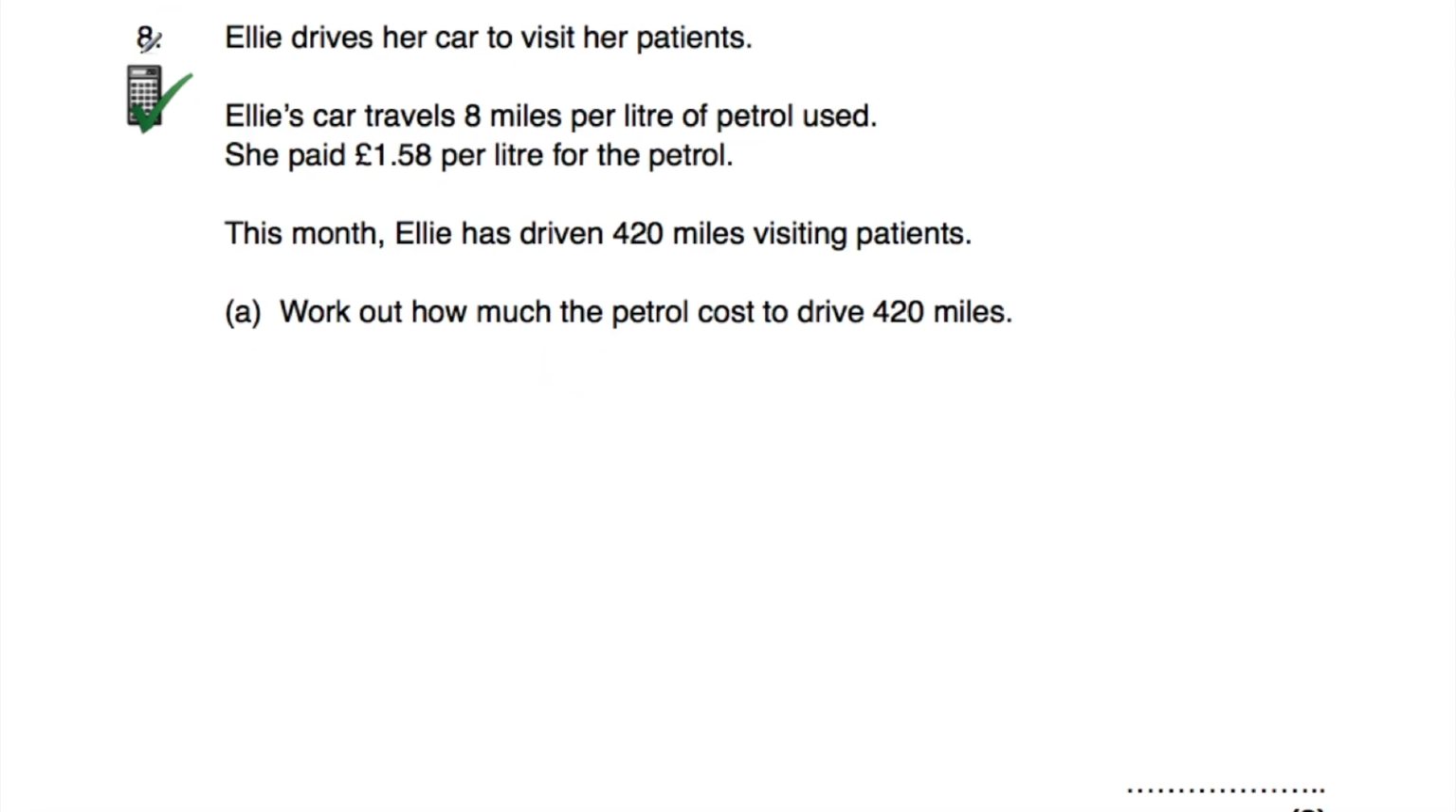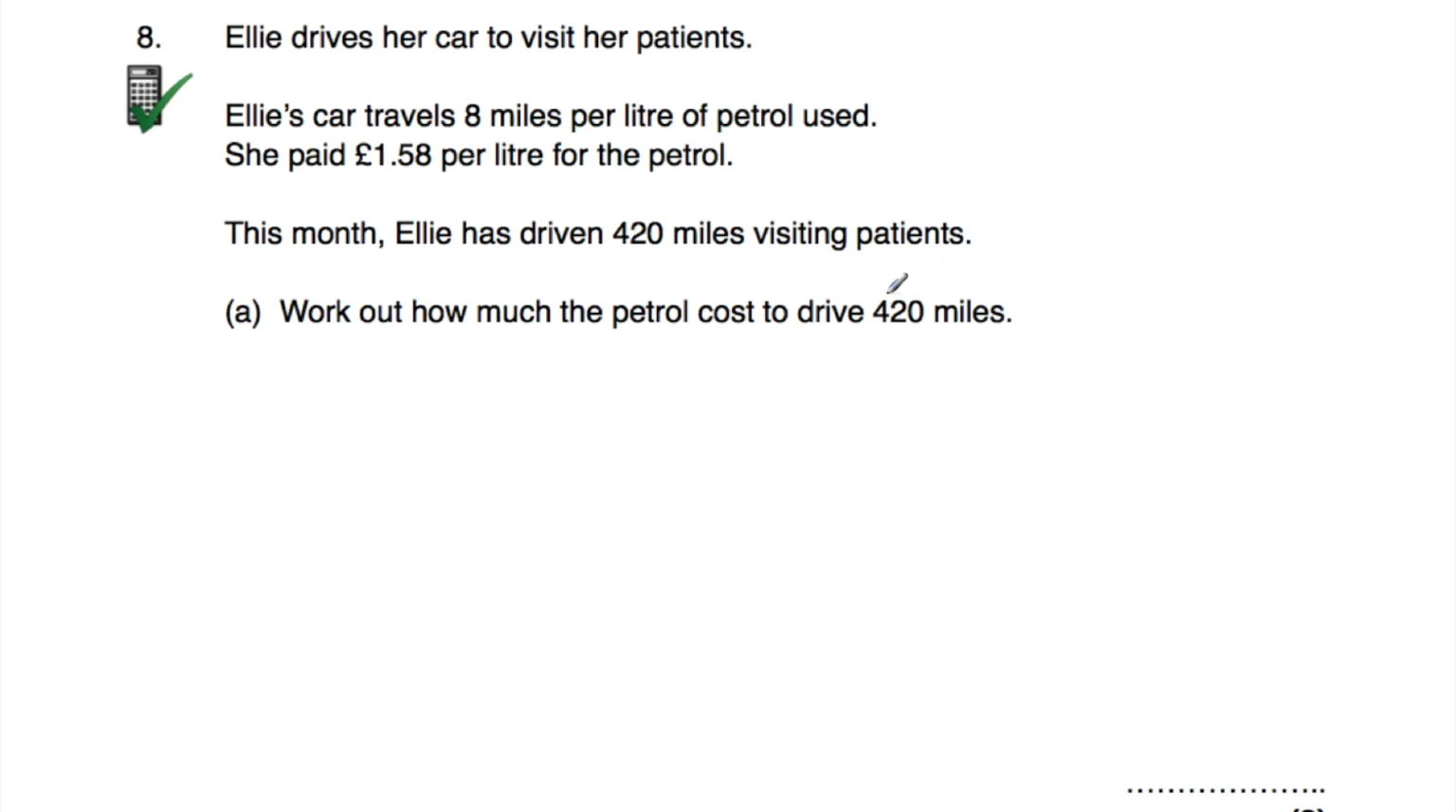Okay, let's have a look at question number 8. So question number 8 says, Ellie drives her car to visit her patients. So she drives her car to visit her patients and her car travels 8 miles per litre of petrol used. So for every single litre of petrol, her car can travel 8 miles. And she paid £1.58 per litre for the petrol. And this month, Ellie has driven 420 miles visiting her patients. Work out how much the petrol costs to drive 420 miles.